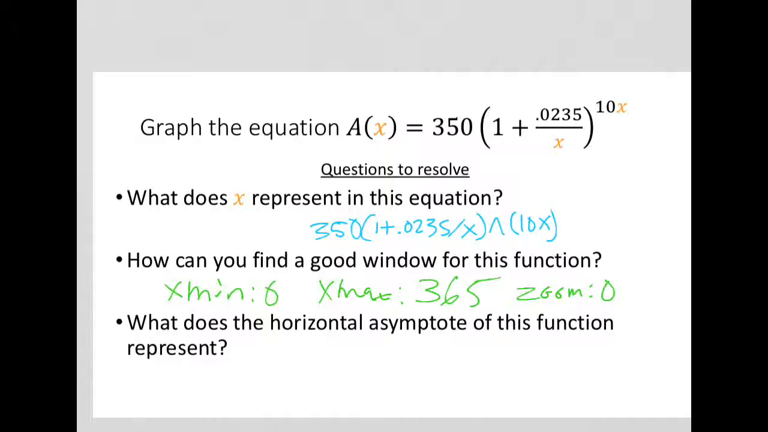And now it says, what does the horizontal asymptote of this function represent? Well, remember, we are graphing the different amounts earned over 10 years depending on the number of times compounded per year. And the horizontal asymptote is, if you think about it, the limit as x approaches infinity, and it's going to level out to some value. And the value is representing what happens to this function as you let the number of compoundings go to infinity. So what happens if you are continuously compounding interest?